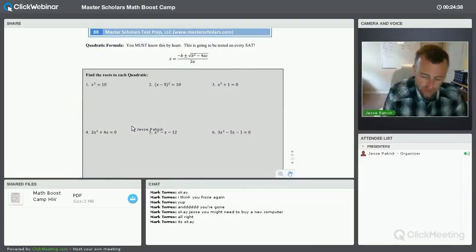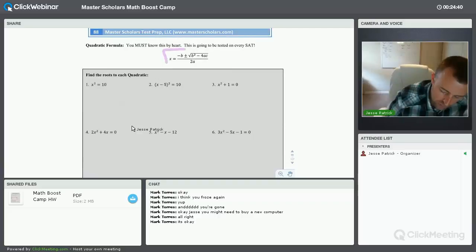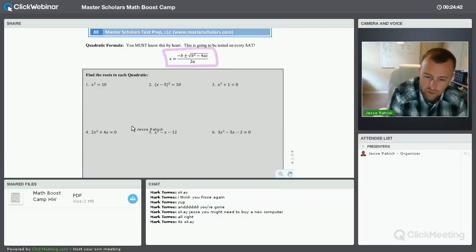And the last thing that you need to know is, again, your quadratic formula. So it's there. I'm sure you've seen it before. Again, I'm not teaching this as something brand new, so I'm not going to talk about it too much.